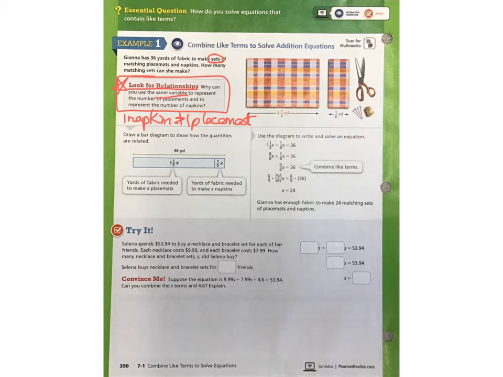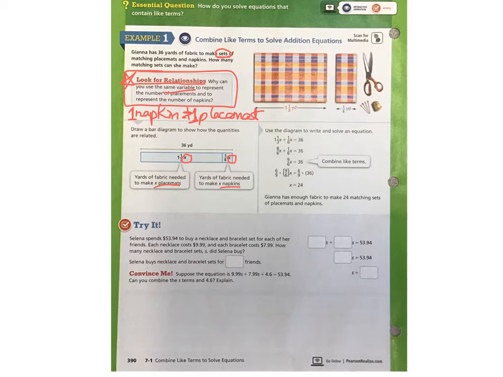And because a set contains 1 of each, 1 napkin and 1 placemat, then we can use a variable that is the same for both of them. We're talking here about the amount of fabric that we need, and we know that we're going to need that fabric for an equal number of sets. So the x here in each of these tells me we're going to make x placemats and x napkins. But since we are using a set, that means that every placemat will have a napkin to go with it.